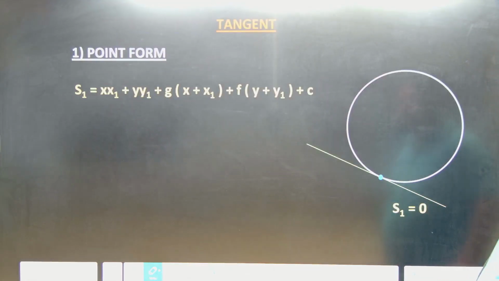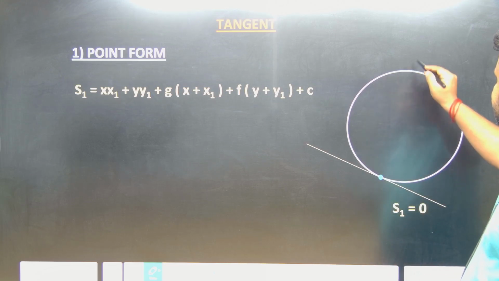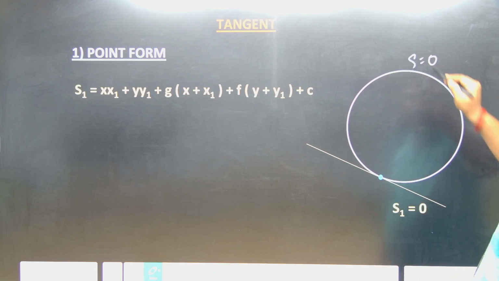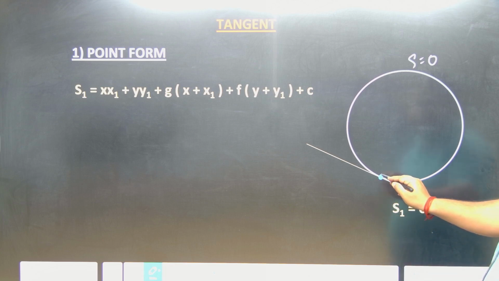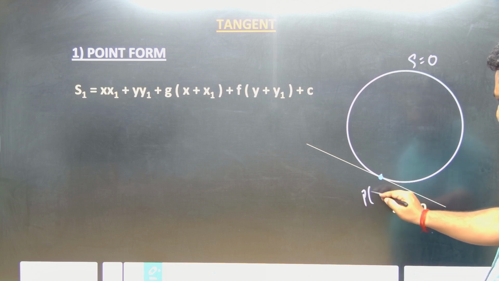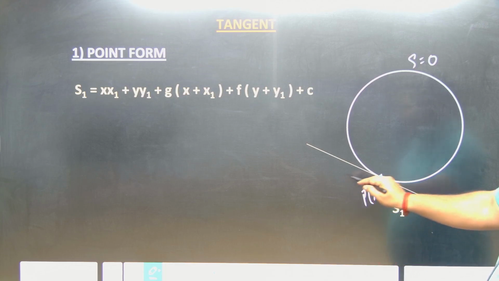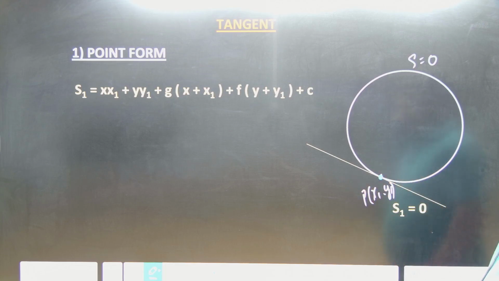Next one. So they are given point form. That is point form. They are talking about the tangent. Now we are learning about the equation of the tangent. Suppose a circle is given. The equation of the circle is given as S is equal to 0, and there is a point given by x1 y1. What is the equation of the tangent at the point of contact x1 y1?